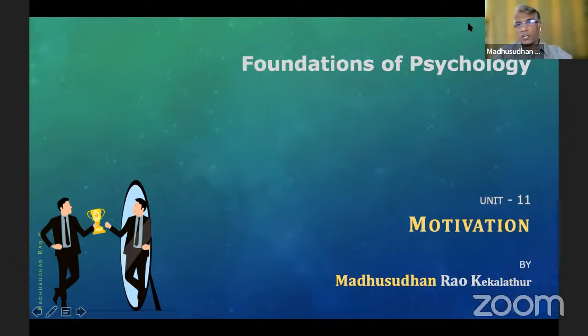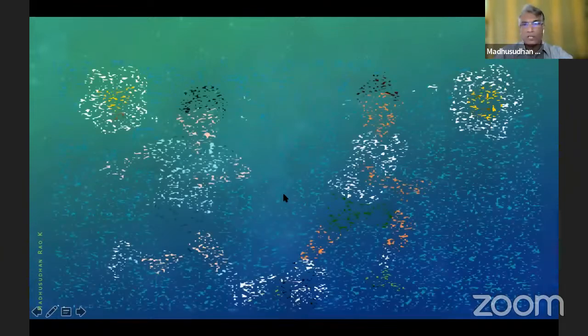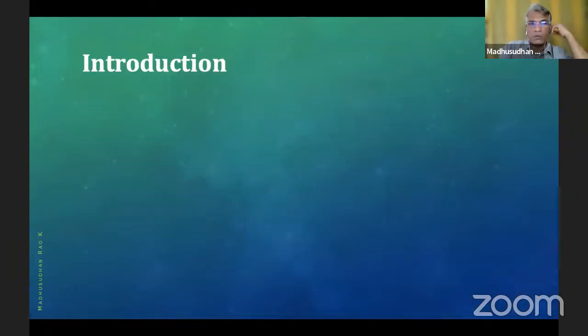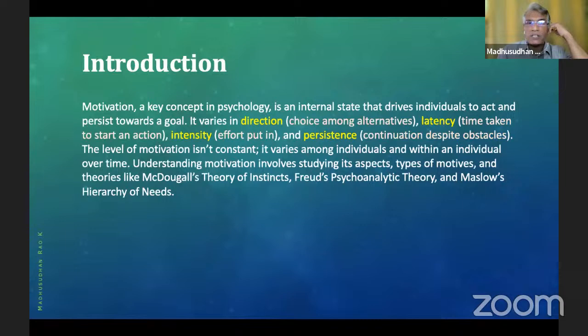Motivation. Now let us talk about motivation. What do you understand by motivation? Motivations are of two types: one is internal, the other is external. You will come to know about it later on. Motivation is a key concept in psychology, an internal state that drives an individual to act and persist.